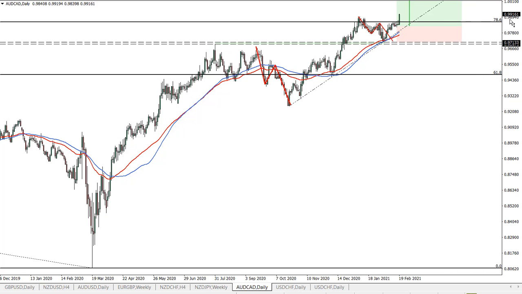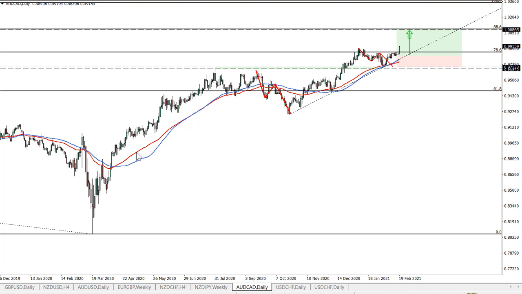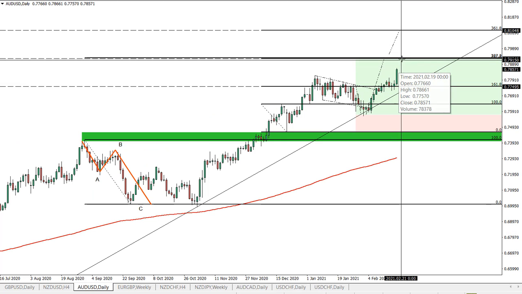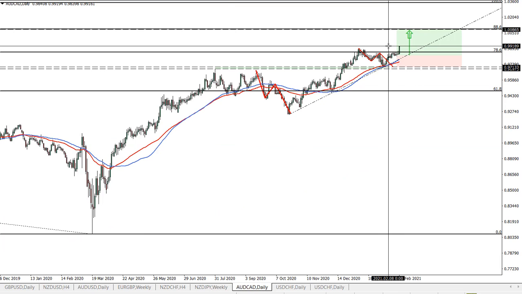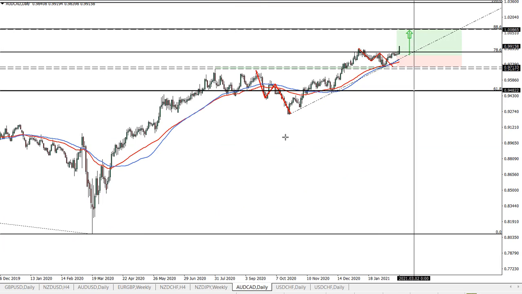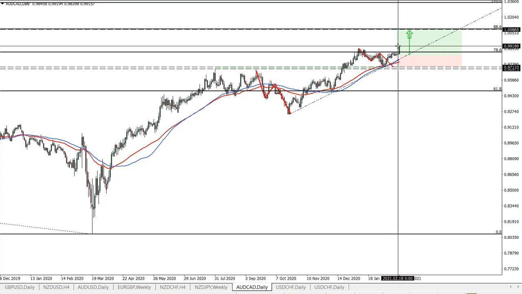Australian dollar against the Canadian dollar. Also, we must watch other pairs. For example, when the Australian against the dollar hits this resistance, maybe this will end the trend for the Australian against the Canadian dollar. So very important to watch.